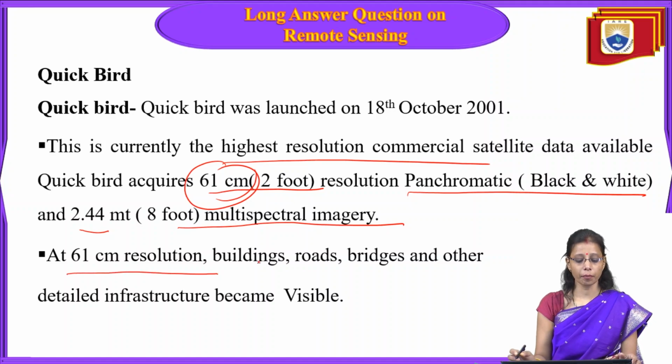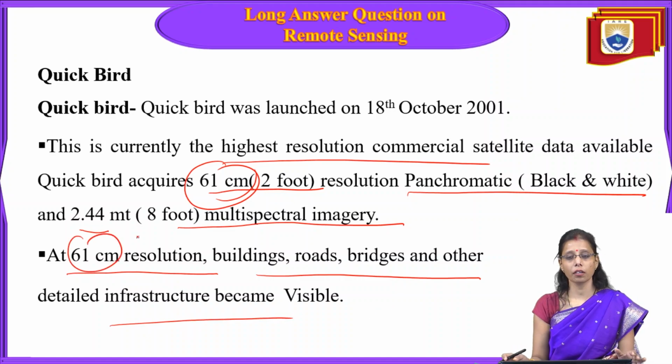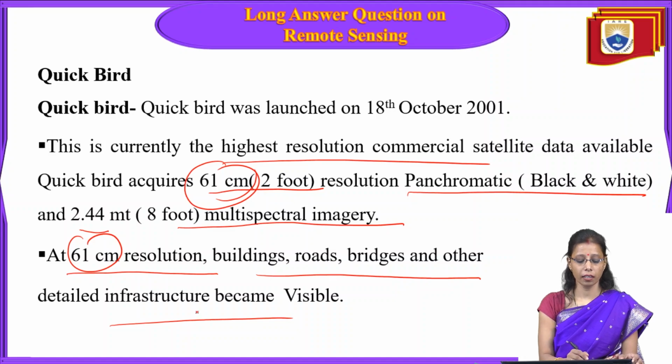At 61 centimeter resolution, buildings, roads, bridges and other detailed infrastructure become visible. 61 centimeter is such a resolution that the buildings are easily visible, the roads are easily visible, bridges are easily visible, and we can see detailed infrastructure in the image.